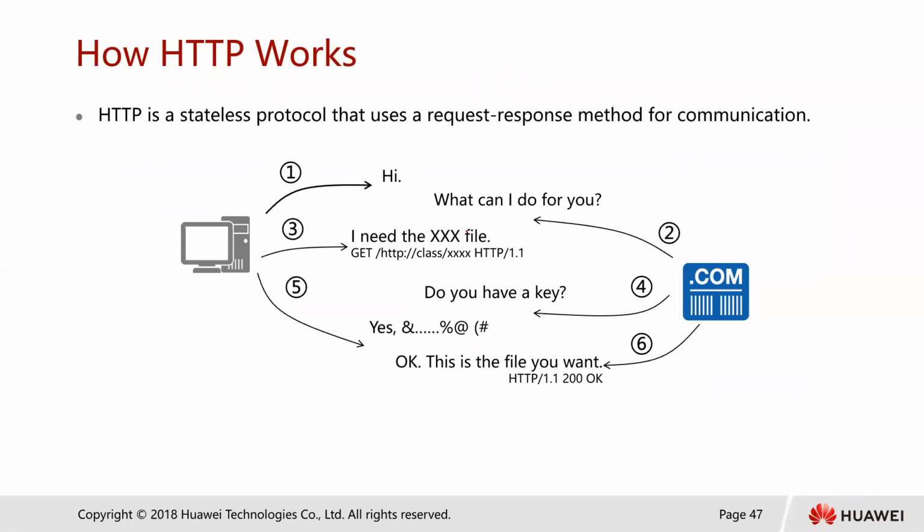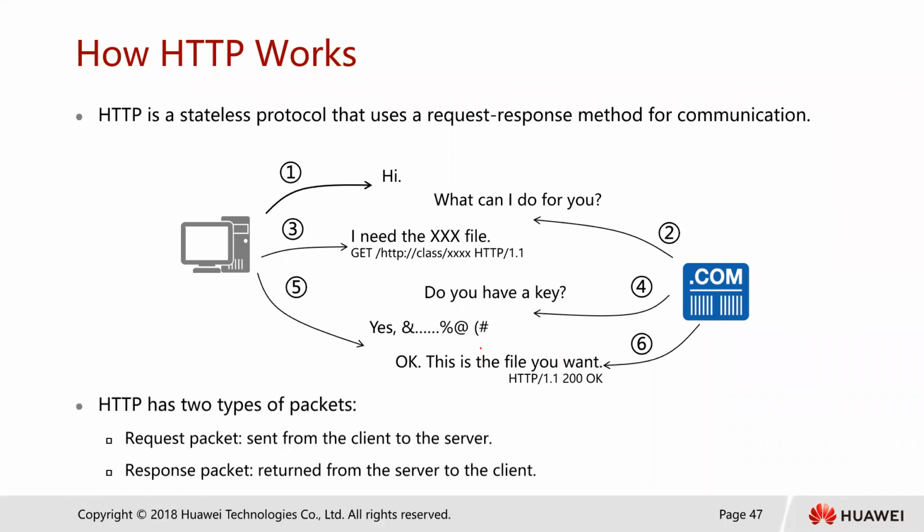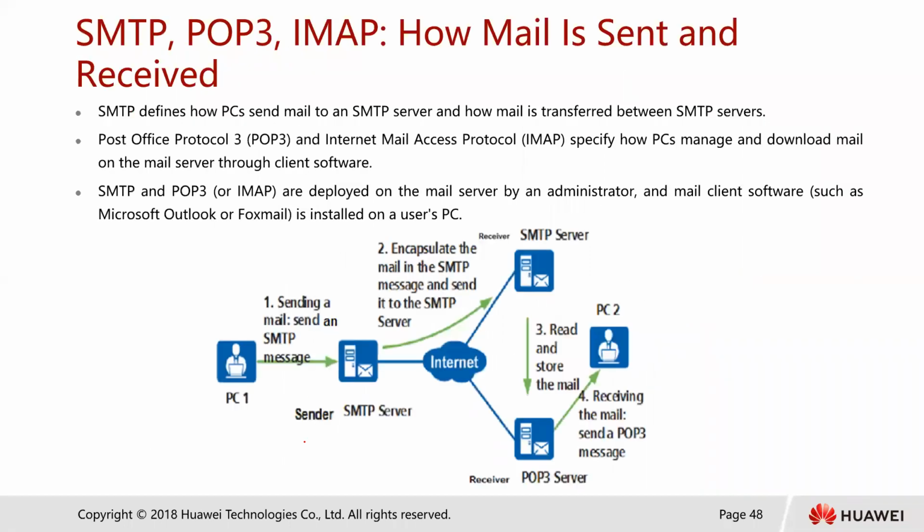It sends hi, and the server responds, what can I do for you? I need this file. Then the server asks, do you have the key to get the file? The client says, I have the key. And then the server says, okay, here's the file, go and play with it. So HTTP has two types of packets, the request packet and the response packet. The request packet is sent from the client to the server, and the response packet is returned from the server to the client.